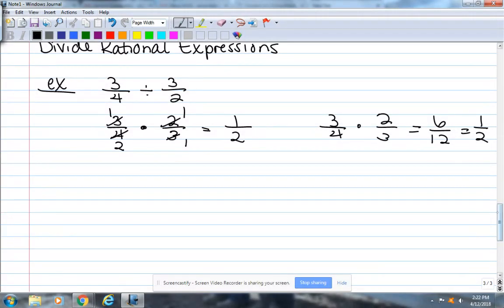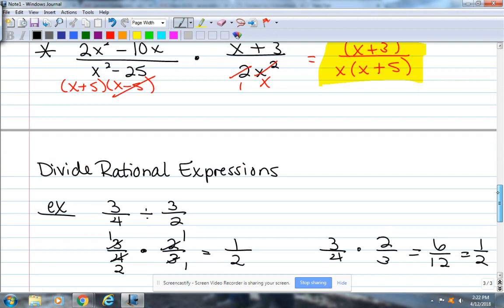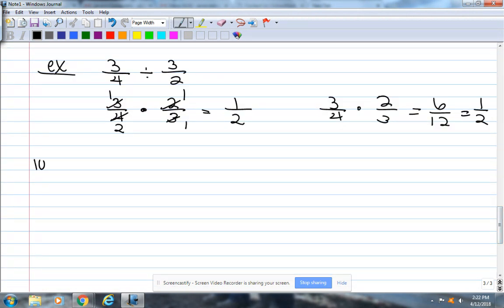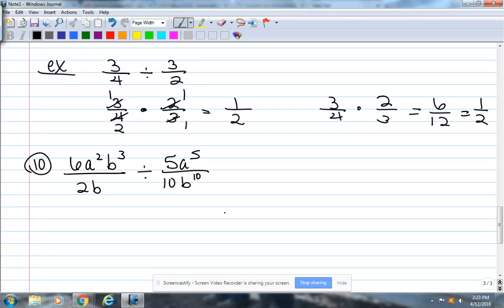So what was our last example number? So this would be 10. So 6a squared b to the third over 2b divided by 5a to the fifth over 10b to the 10th. Swap that for the second fraction.